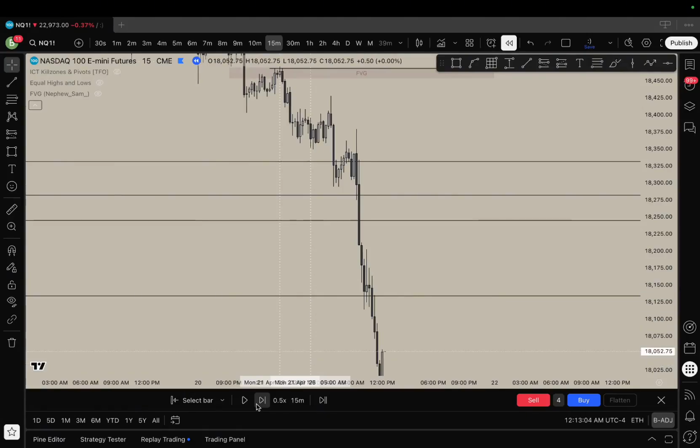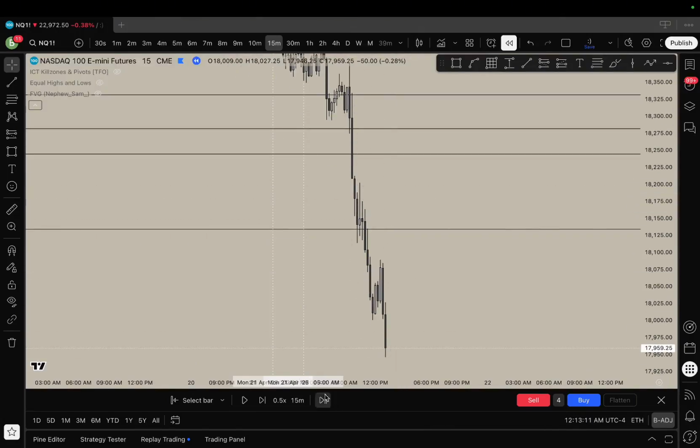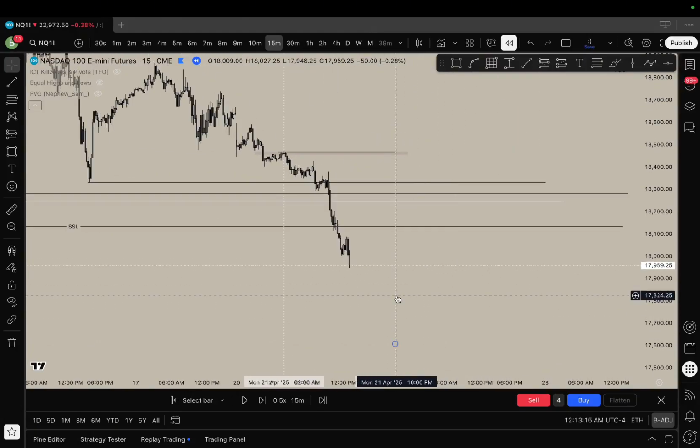This was a very satisfying day to trade. And yeah, overall, really nice setup, really clean day. And those are just some daily profiles. So start marking these out in your chart, guys.